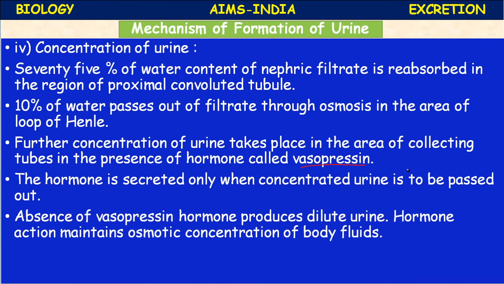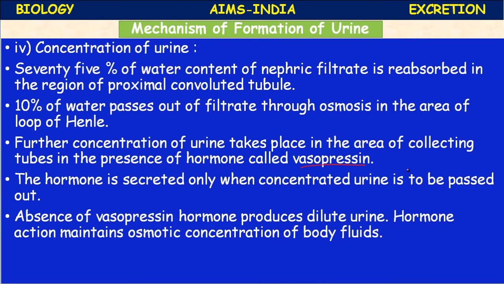Next, the absence of vasopressin. So if this hormone is not produced, it produces dilute urine, meaning the reabsorption process is hampered. The hormone action maintains the osmotic concentration of body fluids. So it is a very important hormone. The hyposecretion of this hormone leads to diabetes insipidus.